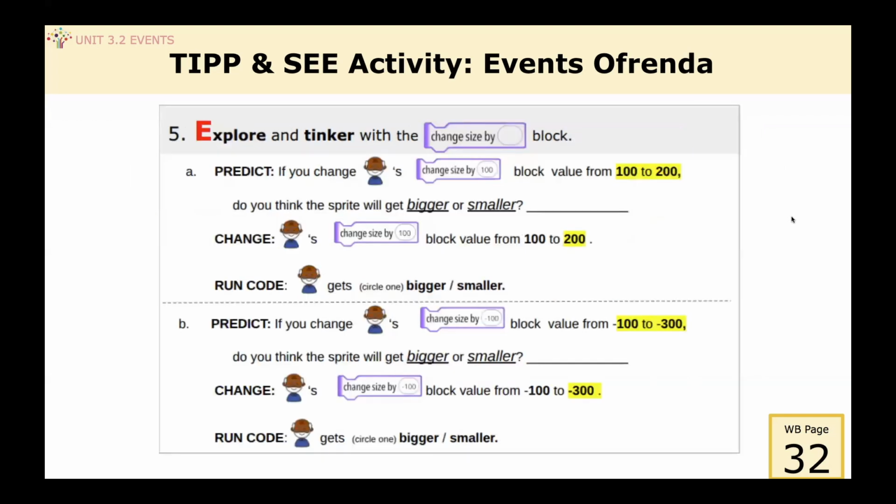And finally, in part 5 of the Tip and C, the Explore and Tinker, students will work with Grandpa's Change Size By block to see if Grandpa will get bigger or smaller based on the changes that are made in the number in the white circle on the block. Remember, students should predict first what they think will happen, then make the change, and then run the code and verify if their prediction was correct.